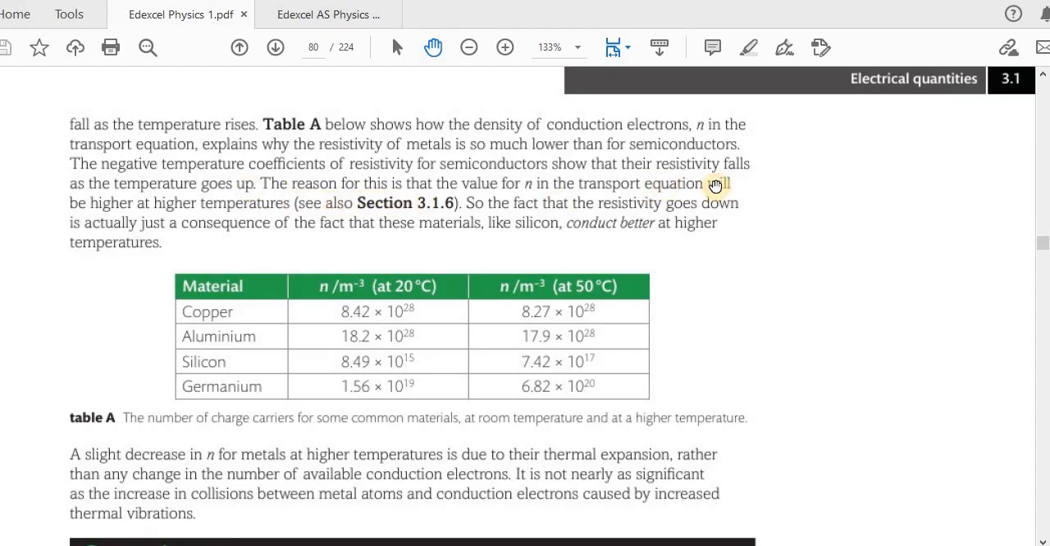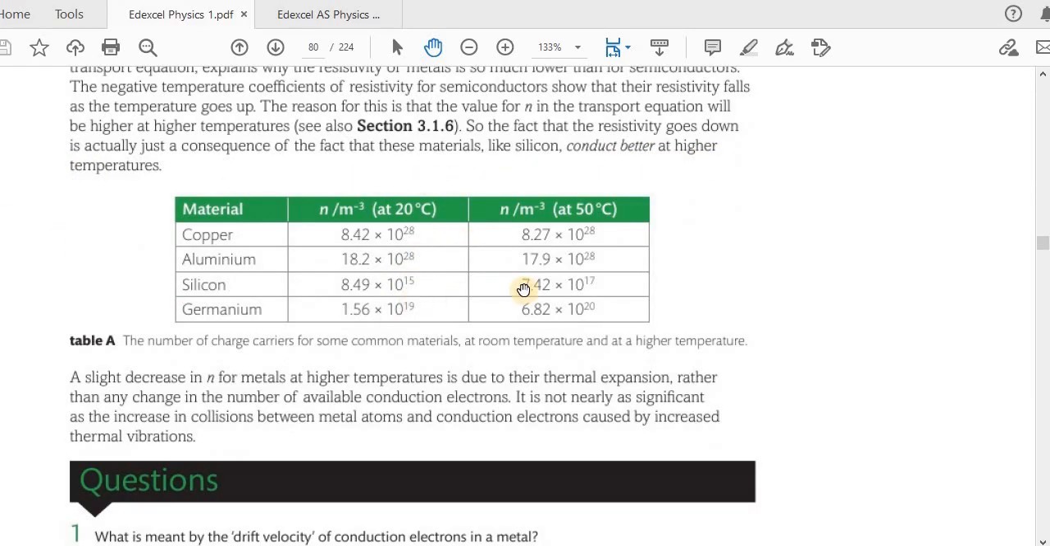See why the resistivity falls as the temperature goes up for a semiconductor? The reason for this is that the value of N in the transport equation will be higher at higher temperature. See section 3.1.6. So in the next section you can see the valency band, the conduction band, and how the electrons go from the valency band to the conduction band in semiconductors when they are heated. So the fact which makes them better conductors when you heat them, the fact that the resistivity goes down, is actually just a consequence of the fact that these materials like silicon conduct better at higher temperatures, and you can see that here.